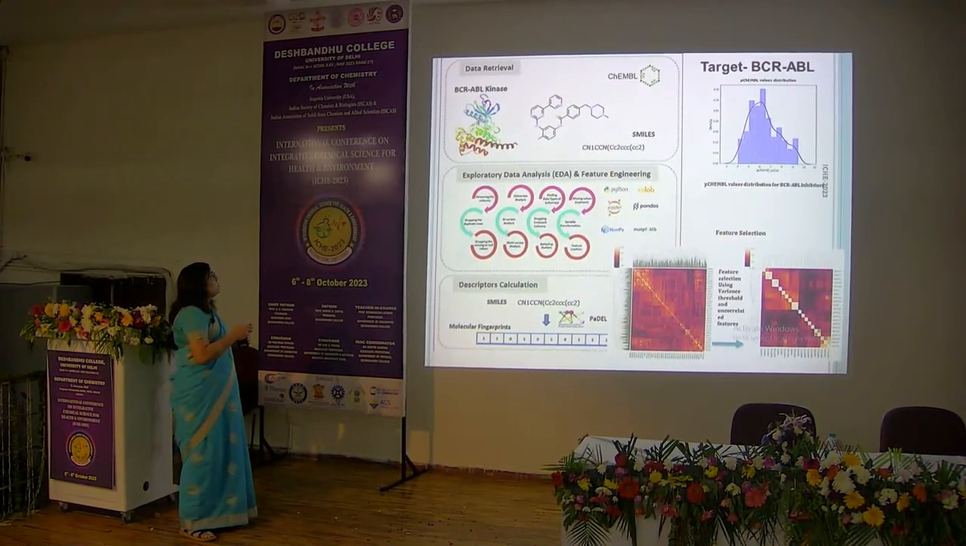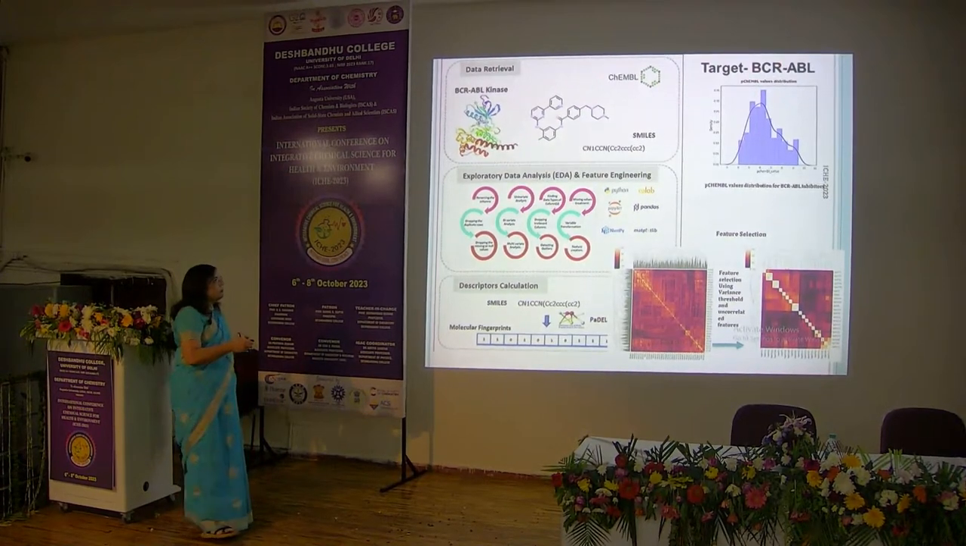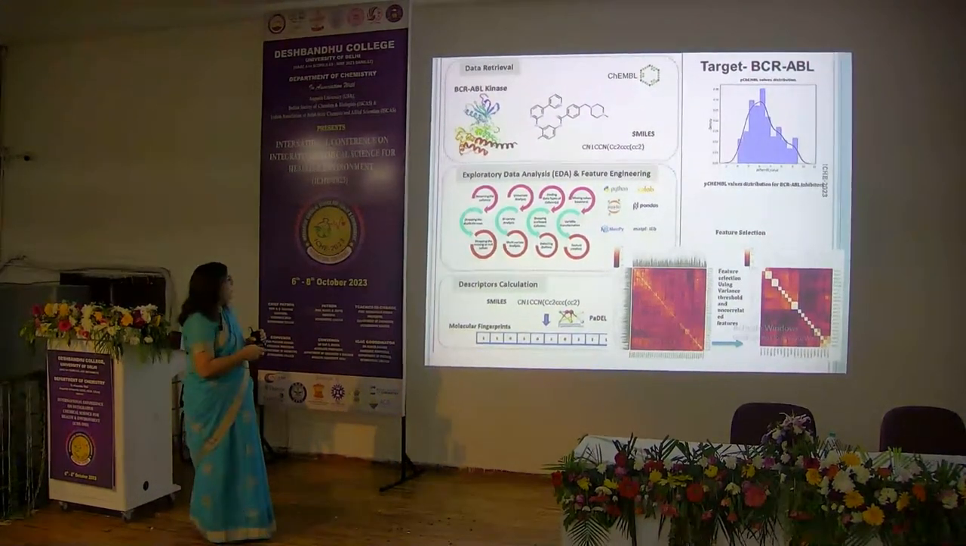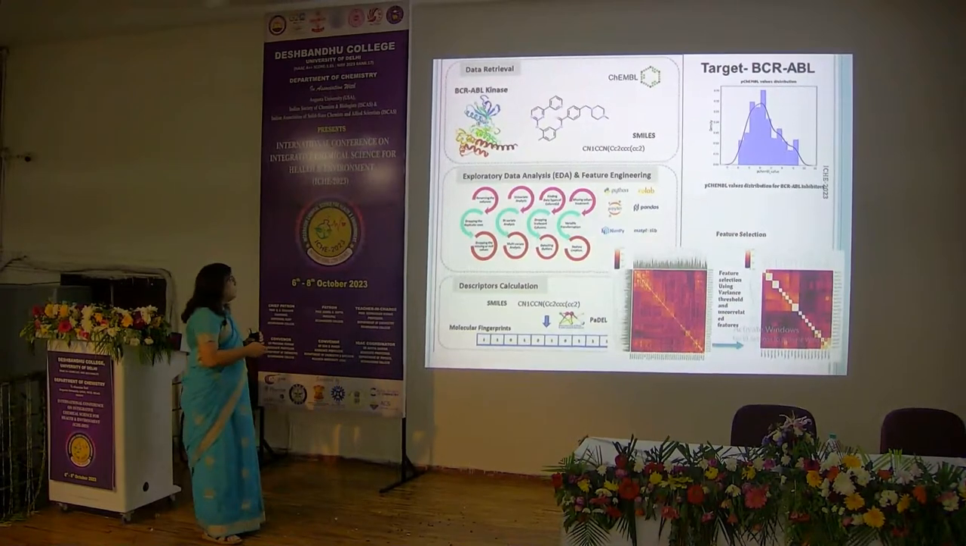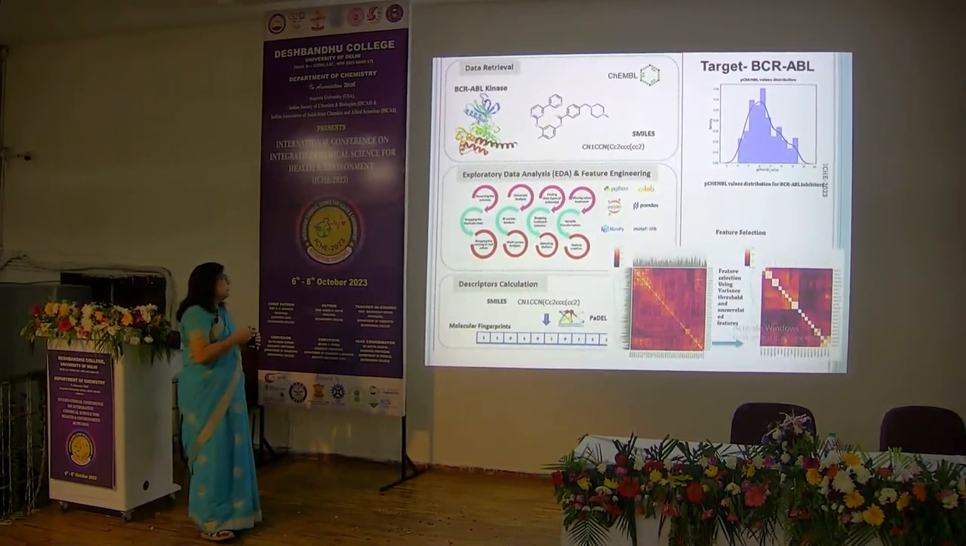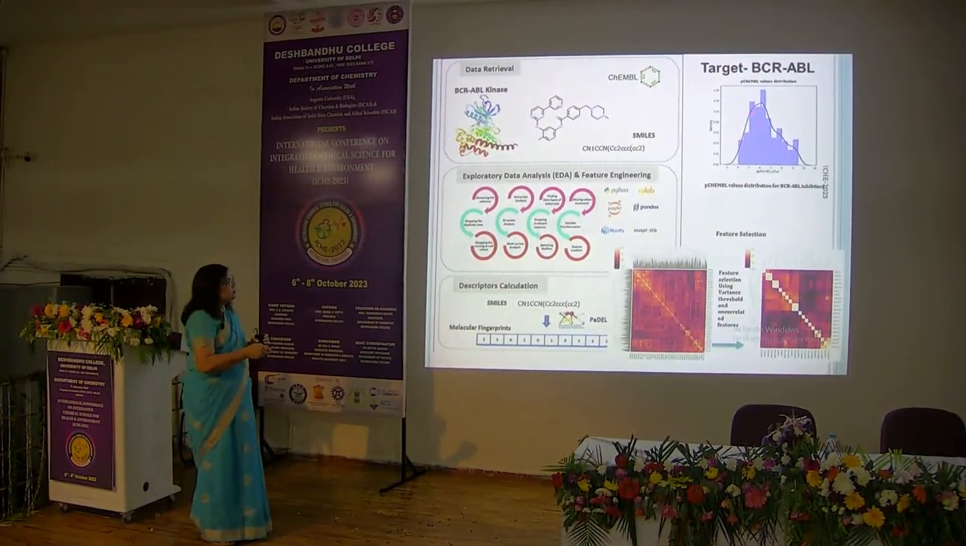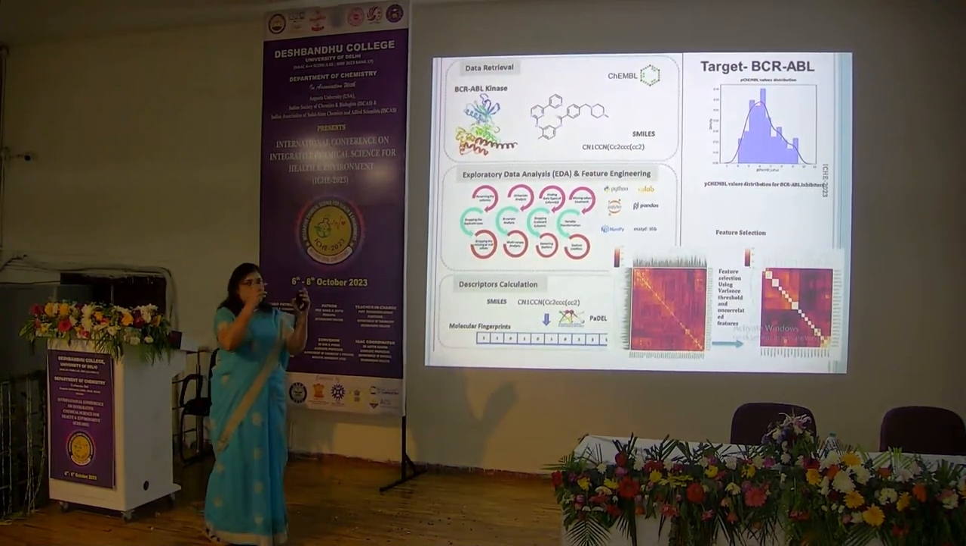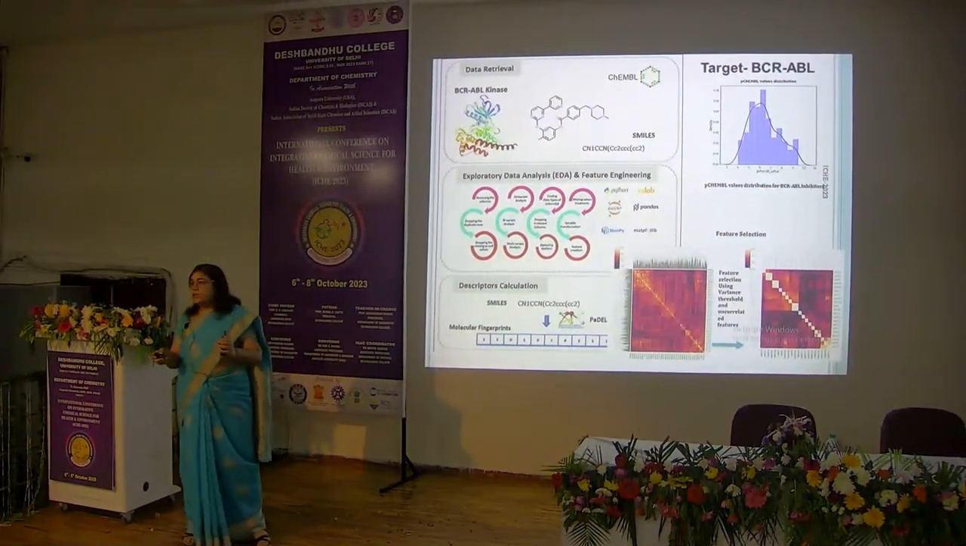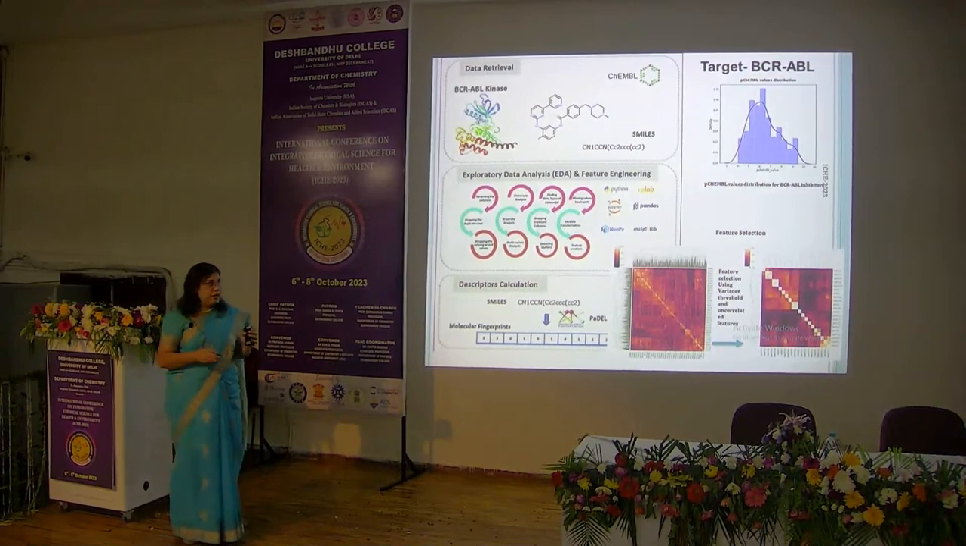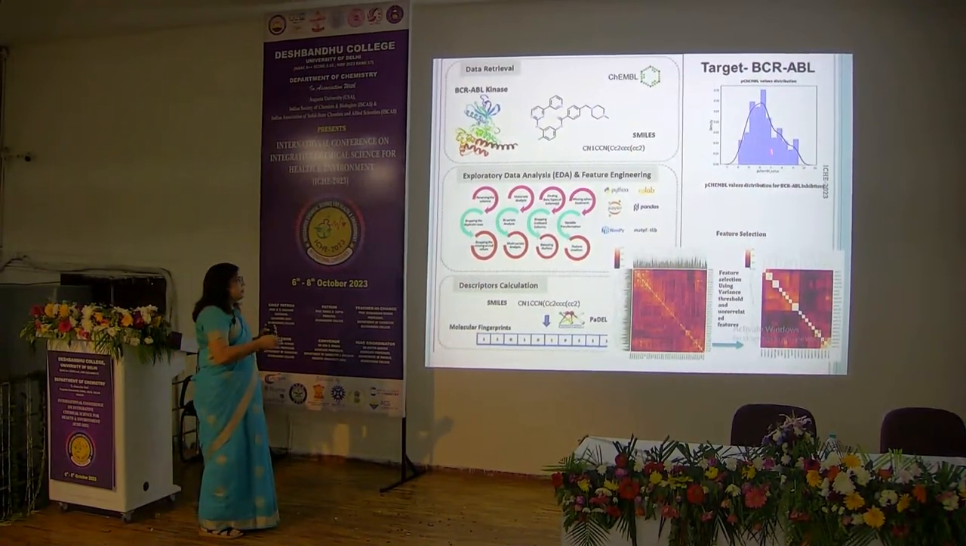So this is now data retrieval. For example, this is another target, DCR-ABL. And you remove the unnecessary data. You analyze the data. This is one of the slides of data analysis, showing how the bioactivities of the whole data are distributed on a normal curve. It should be normal, actually. And then we divide the data in between.